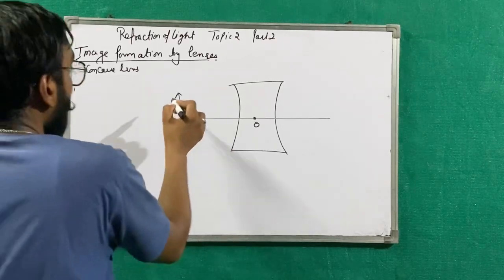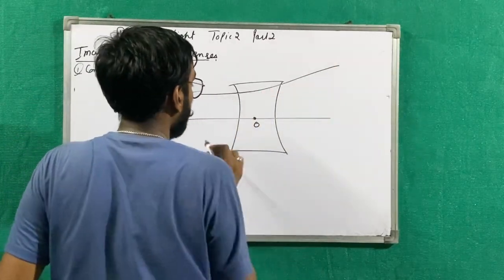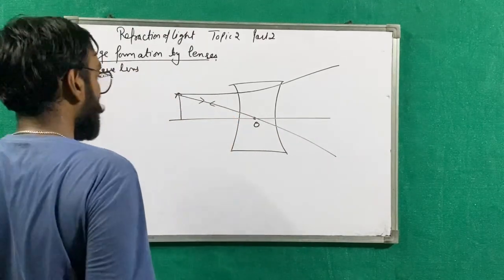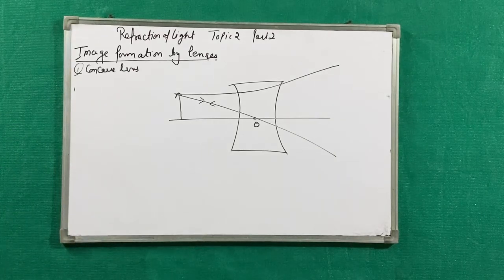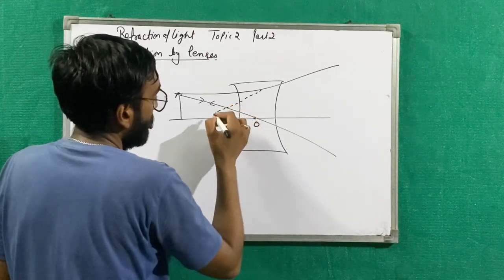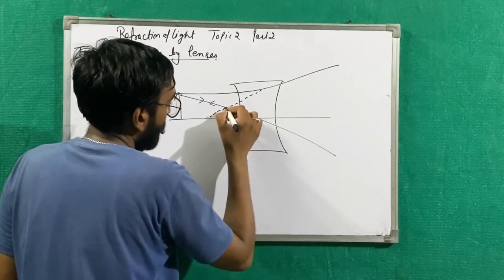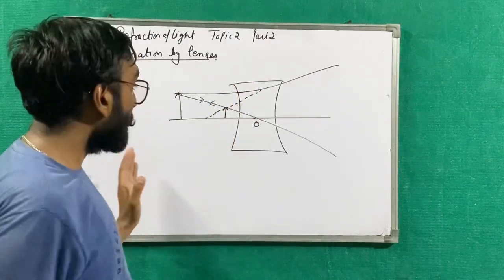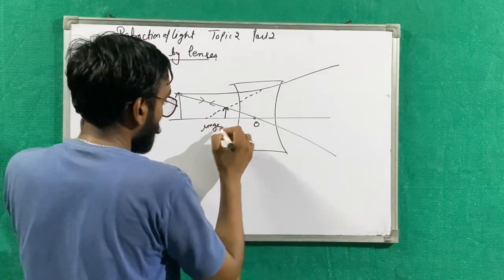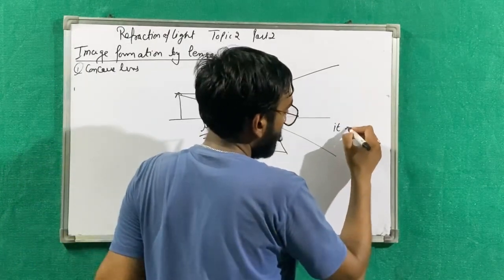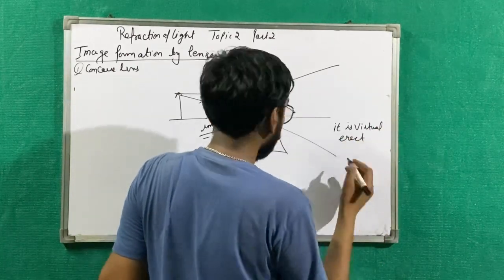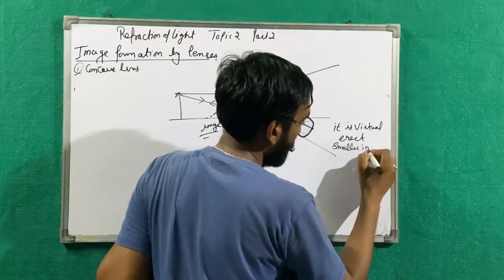object, and the ray will diverge, the second ray will pass out like this, okay, and from the diverging part we are going to make a virtual ray, where the virtual ray and real ray will meet. This is known as the image. It is always virtual, erect, smaller in size.